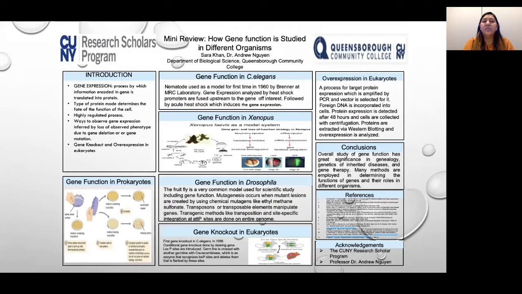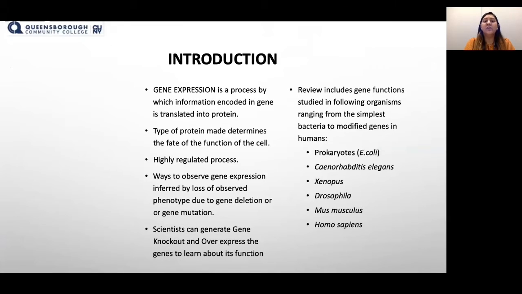Here is the poster of the mini review discussing various methods of studying gene function in different organisms. Gene expression is a process by which information encoded in the gene is translated into protein. The type of protein determines the fate and the function of the cell. Gene expression is a highly regulated process.